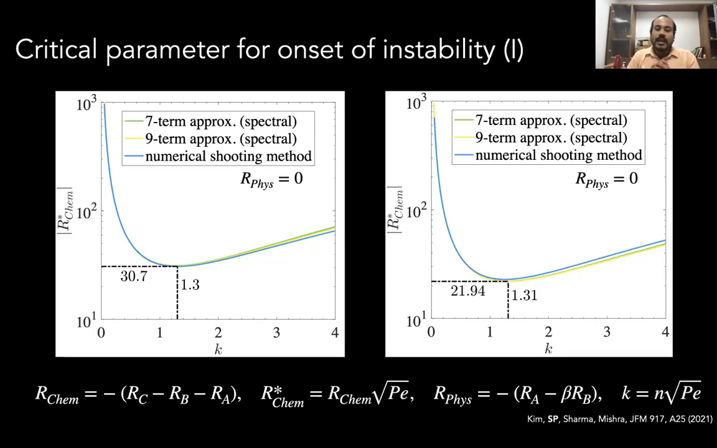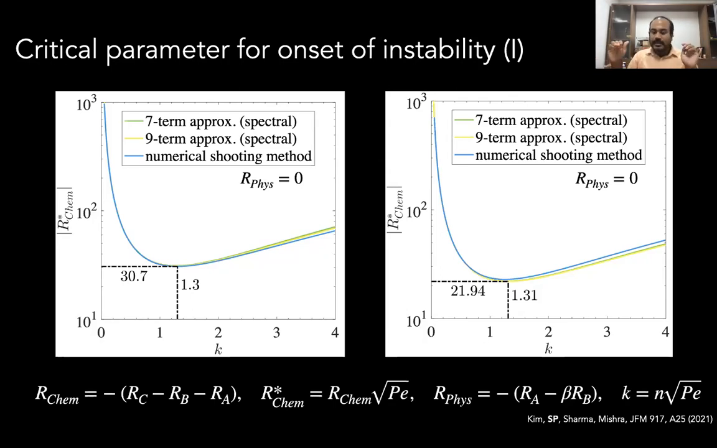So in that case, we have computed the R chemical, and then we call the critical R chemical star, which is scaled by the square root of the Peclet number, and n in this bottom formula is the wave number we give for the perturbation in the form of linear stability analysis, and then that has been again scaled with the square root of the Peclet number to get k.